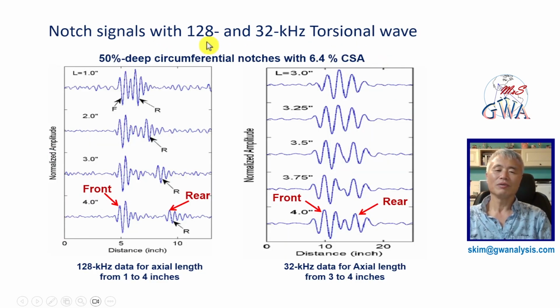This slide shows 128 and 32 kHz data for quite different axial lengths of the defect. The 128 kHz has a 1-inch wavelength, and 2 reflected signals are split with a 2-inch axial length notch. The 32 kHz data shows interaction of 2 signals even with a 4-inch axial length.